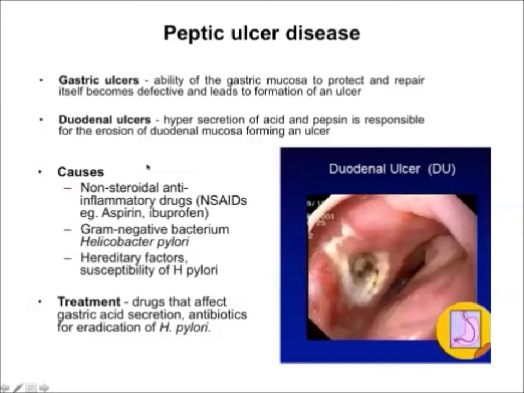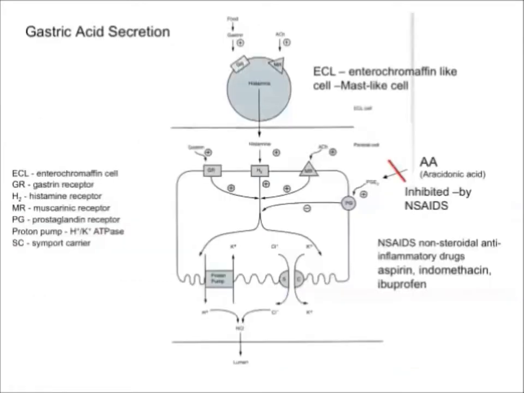Causes? Well, non-steroidal anti-inflammatory drugs, as we'll see in a minute, are a major contributor. These are drugs like aspirin and ibuprofen. Other causes include certain hereditary susceptibilities and susceptibility to infection by the gram-negative bacteria Helicobacter pylori. This was a new discovery that we'll talk about in a minute. Treatment involves drugs that affect gastric acid secretion and antibiotics for eradication of Helicobacter pylori, and usually these are done in a combination treatment approach.